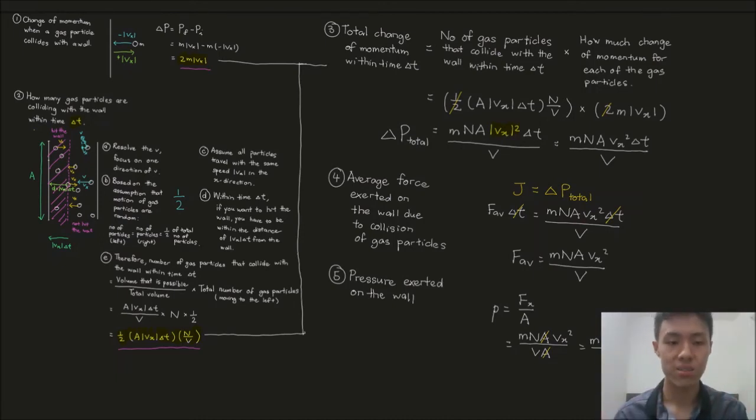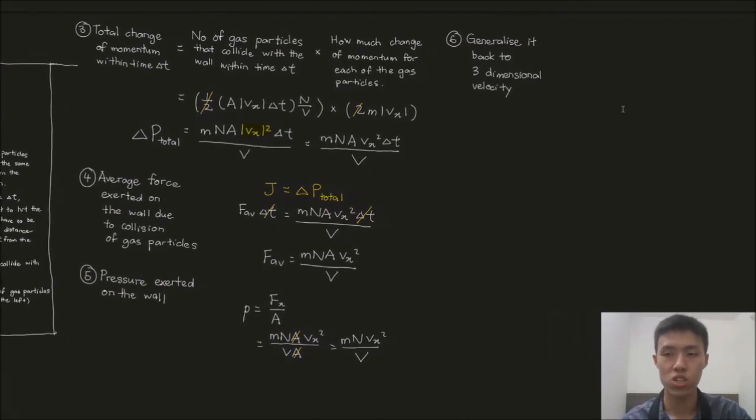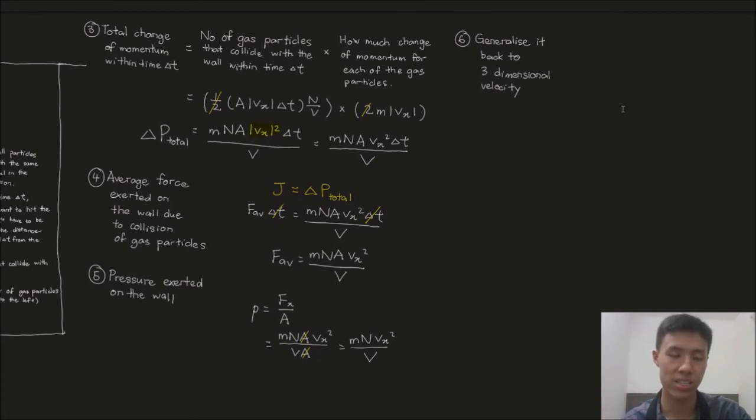Really elegant. So the last step that we are going to do is we want to generalize this. We want to break away the assumption of things being fixed in one dimension. Break away the assumption and make it a general equation for pressure. So that's our step 6. So now we are going to generalize this equation, which is previously in x direction only. We are going to generalize it back into 3-dimensional velocity.